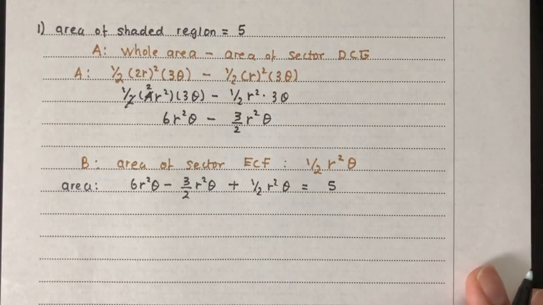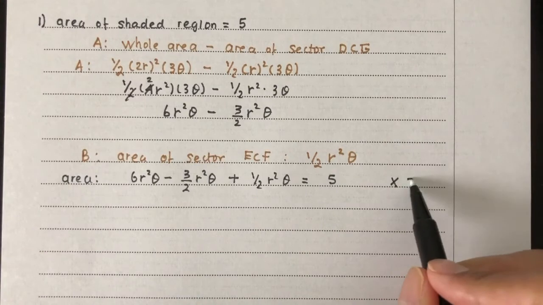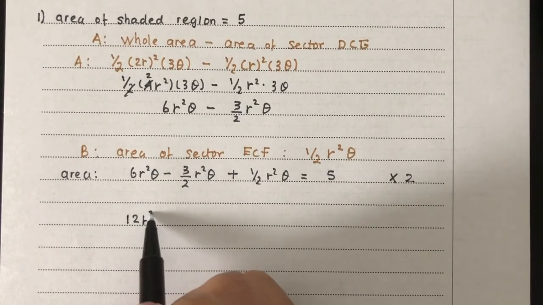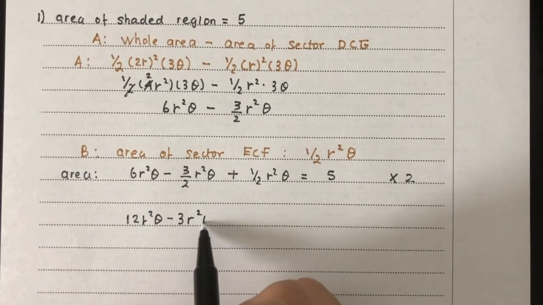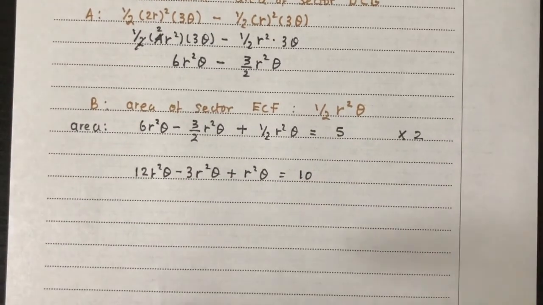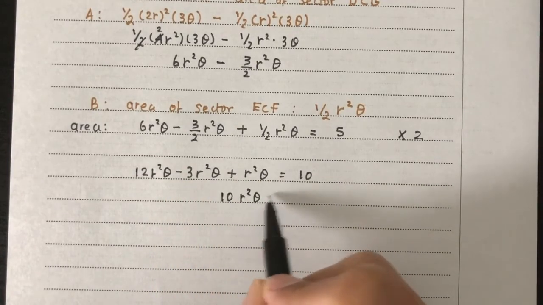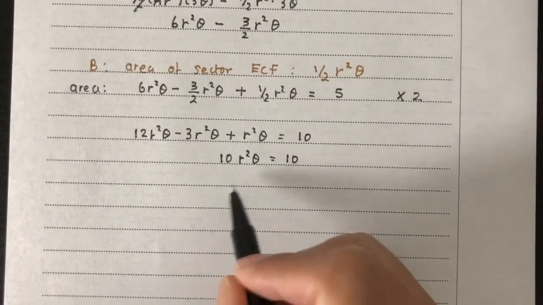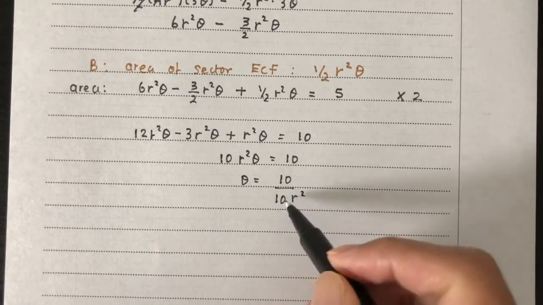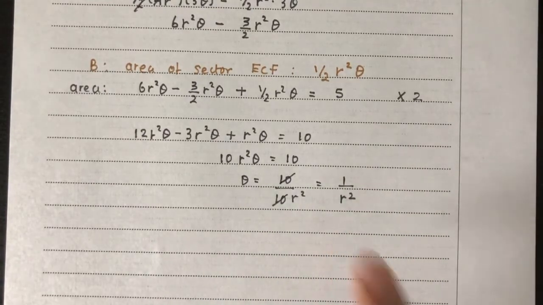Now we have to express theta in terms of R. So make theta the subject of the formula. First step, let's multiply everything by 2 so we can eliminate the denominator. You will have 12 R squared theta minus 3 R squared theta plus R squared theta, which equals 10. Now simplify. 12 minus 3 is 9, plus 1 is 10. So we have 10 R squared theta is equal to 10. Simplify. So theta will be equal to 10 divided by 10 R squared, that is 1 over R squared. That is your value of theta in terms of R. That is for part 1.